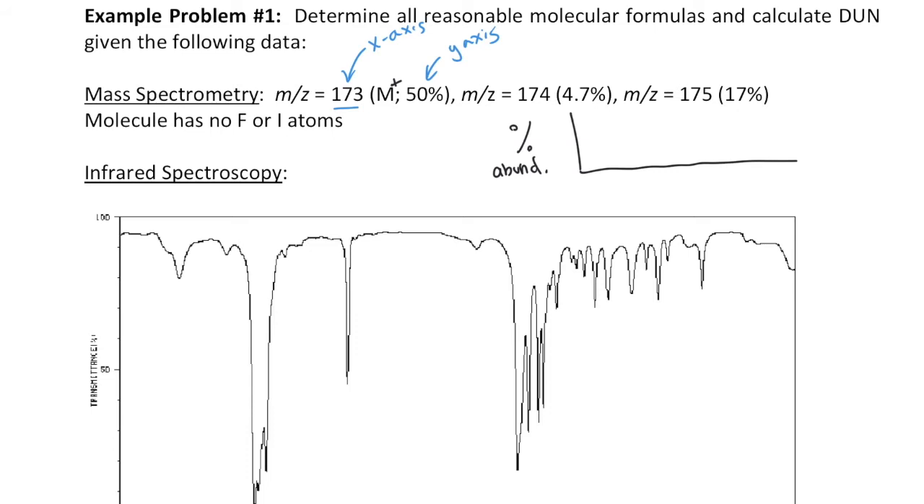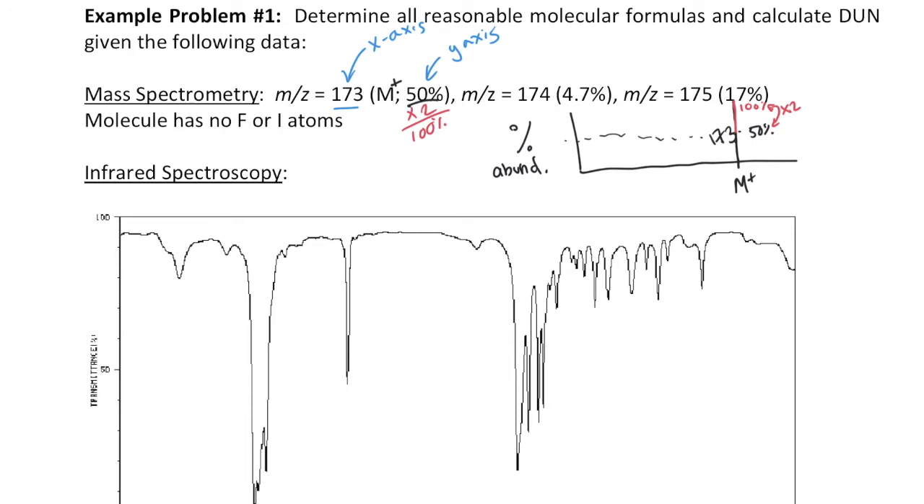Now, if we're given the M, I'll call it M plus, it's 173. Then we remember that has to be scaled, from our checklist, to 100%, and it's not. So that means the percent abundance was actually 50%. But we're going to scale it to be 100%. What did we have to do? We had to multiply by 2. So we will do that to all of them, times 2.